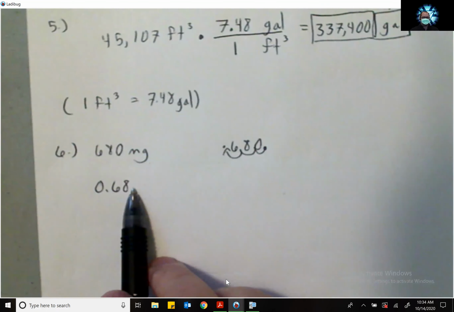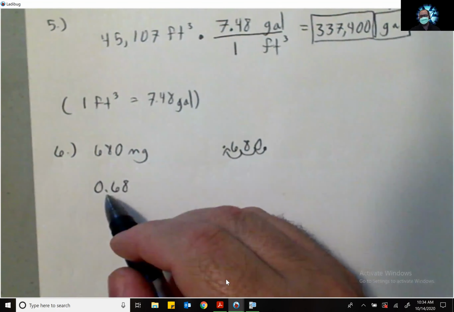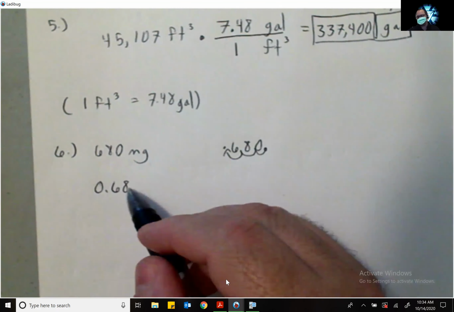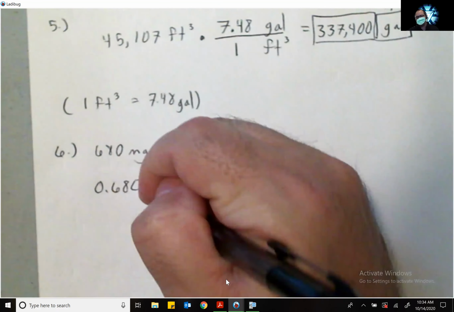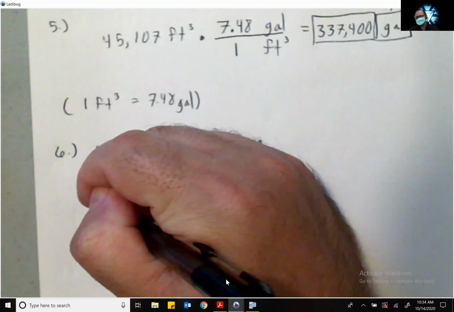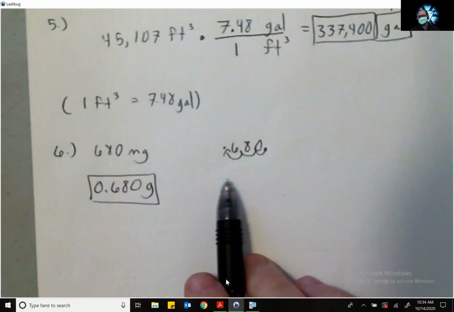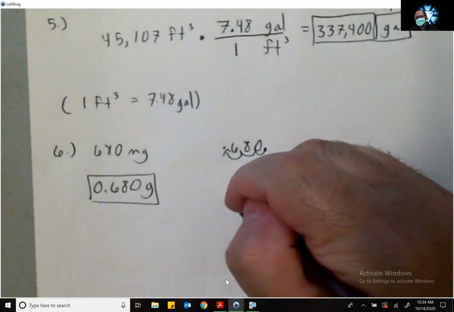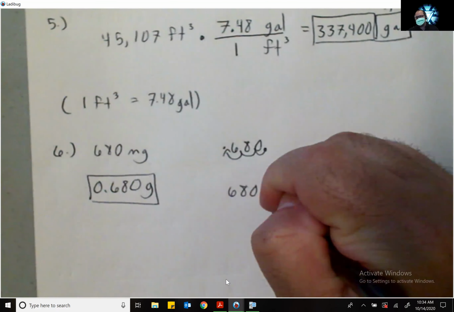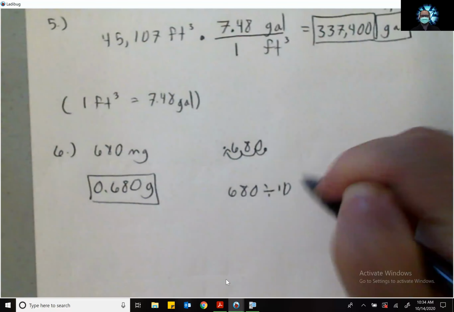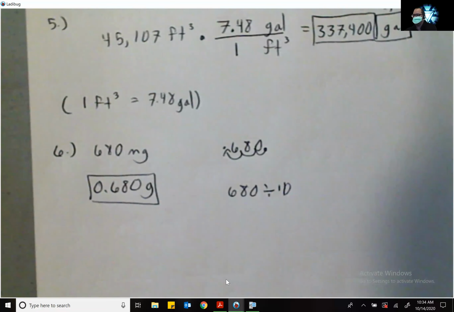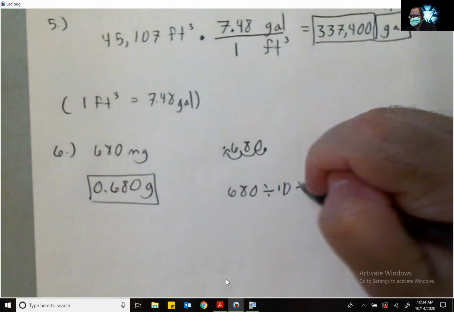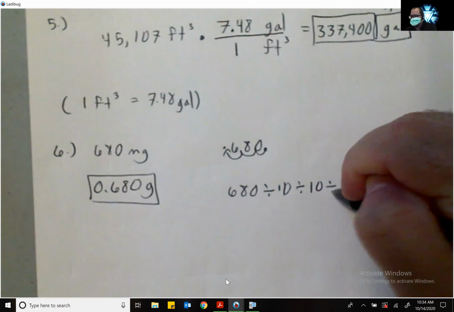If you want to put the 0 on there, there's nothing wrong with that. You don't have to if you don't want to. So you can say 0.68 or .68. And again, the other way that you can do this is you can take the 680 and divide by 10, and then divide by 10 again, and divide by 10.